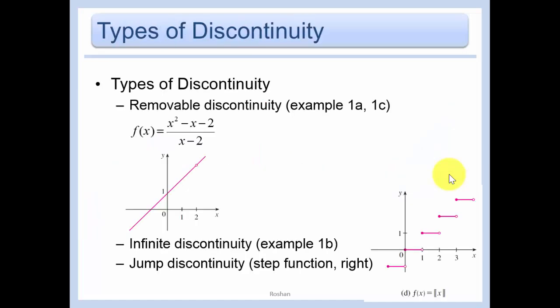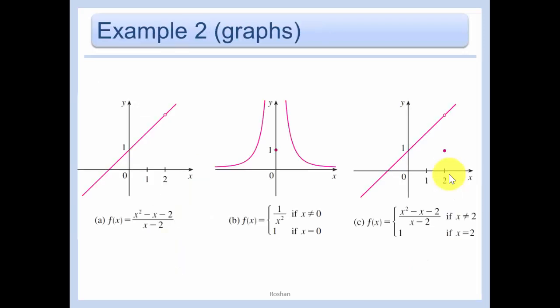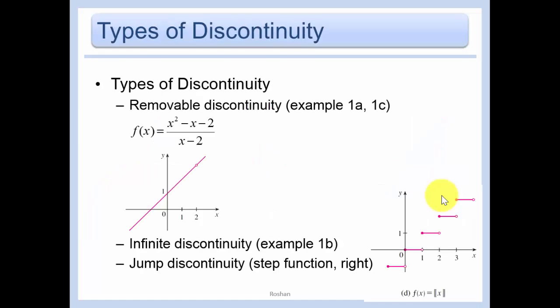To quickly review the different types of discontinuity, we have removable discontinuities. So that is like what we saw in both figures A and in figure C here. Those are removable discontinuities. They have holes in their graphs, and they're actually removable because I can remove the discontinuity by redefining this thing as a piecewise function and filling in that hole. So what do I mean by that?